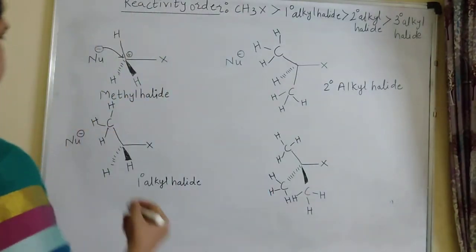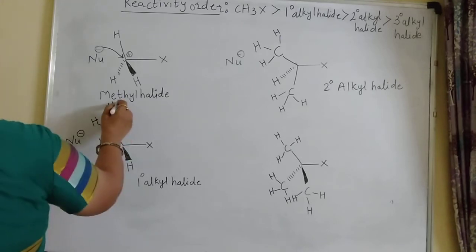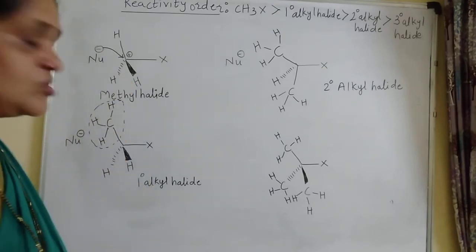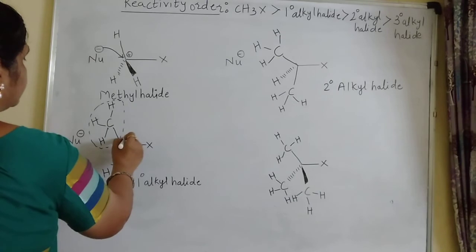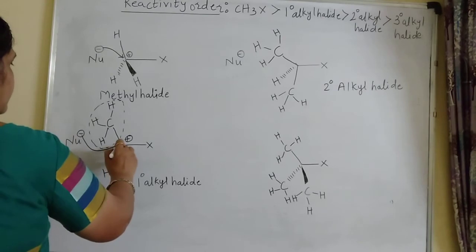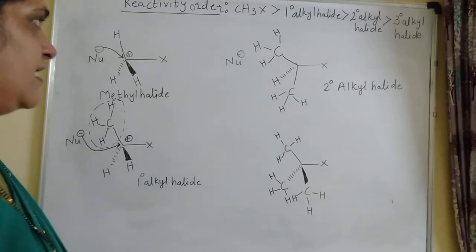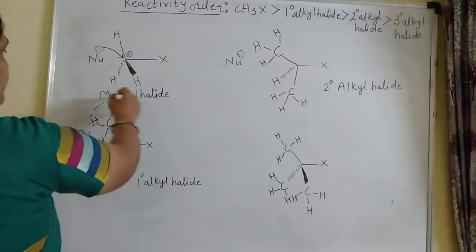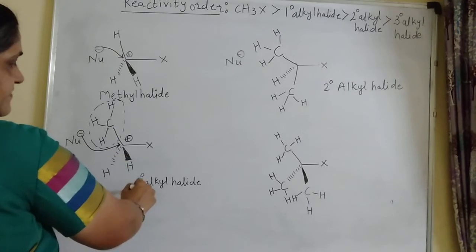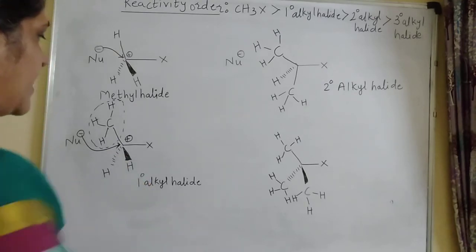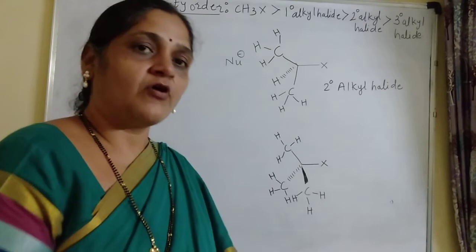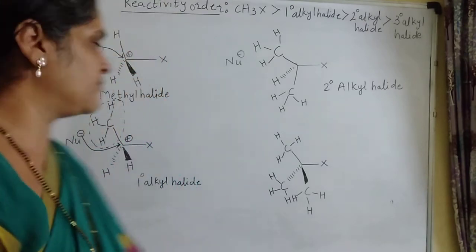But when you come to the primary alkyl halide, you will find that it has one methyl group, a bulky substituent, joined with the carbon which is carrying positive charge. And therefore, the nucleophile approaches this carbon atom with a little difficulty as compared to methyl halide. Because of this bulky substituent's interaction with the nucleophile, the rate of reaction will decrease for the primary halide. So, the reactivity towards the SN2 mechanism for the primary halide will be less as compared to methyl halide.